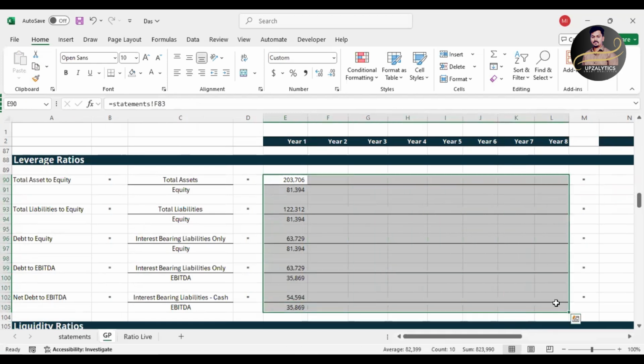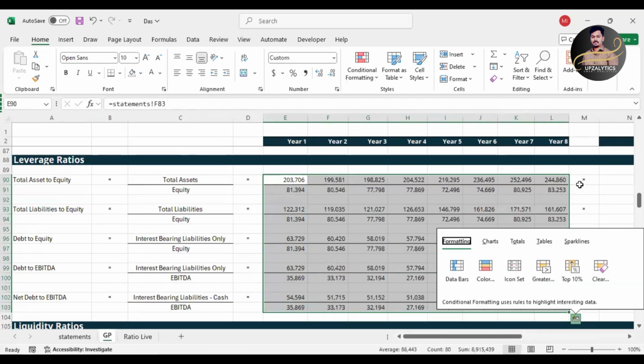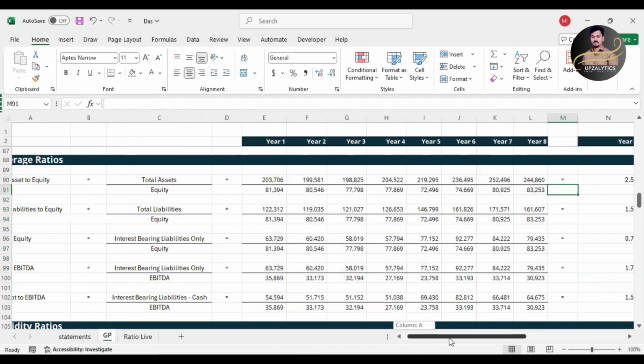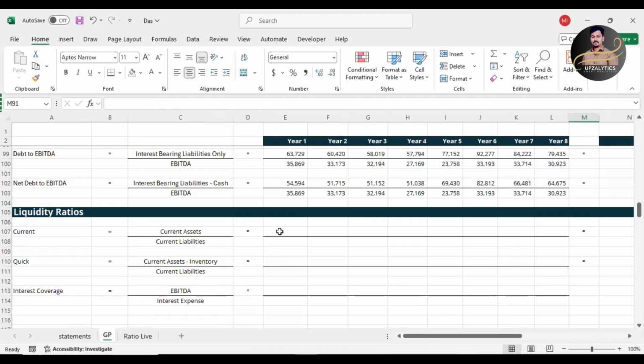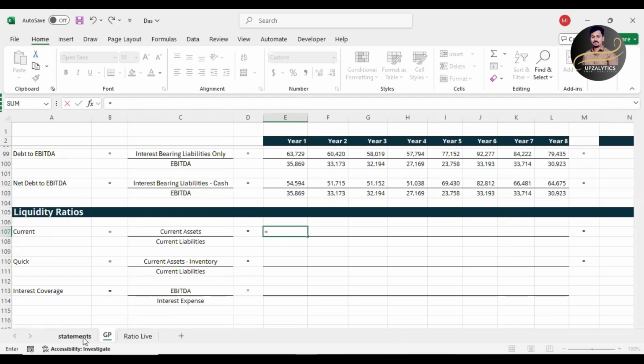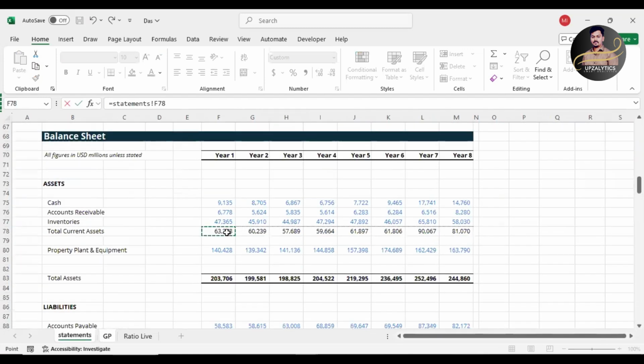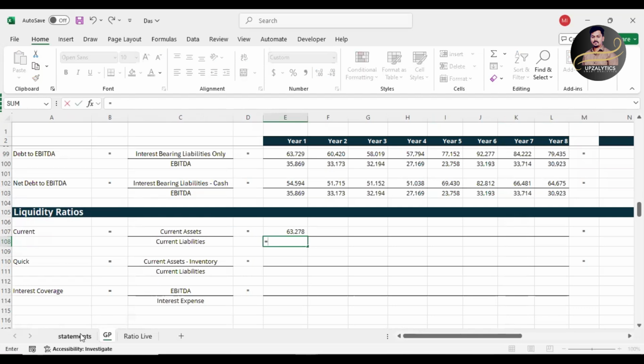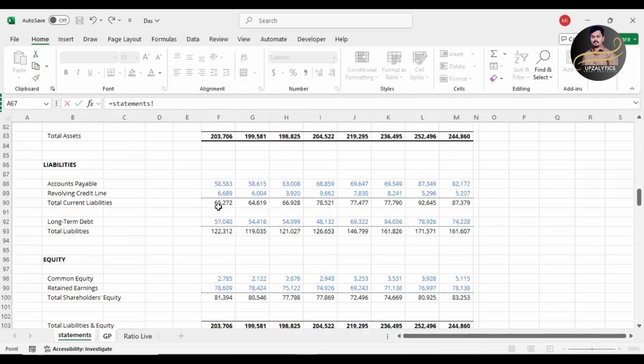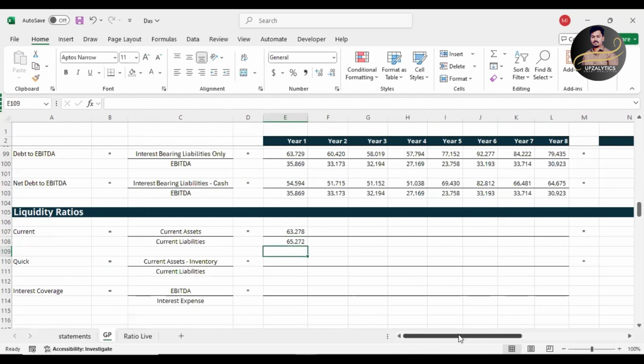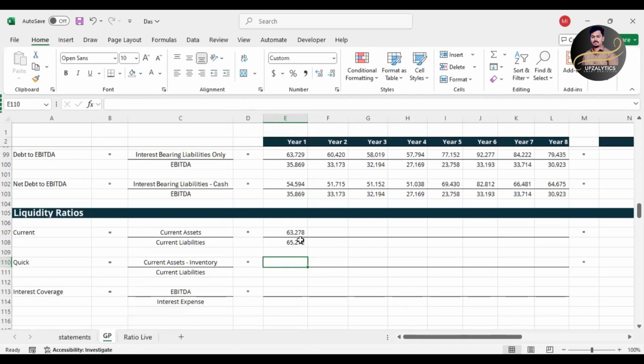Now select all, Ctrl R. Now we have calculated all the ratios for 5 years. This is good, and now let's move forward to our liquidity ratios. Liquidity ratios are very important when it comes to the day-to-day activities of a specific company. The first liquidity ratio is the current ratio. We take the current assets from the balance sheet, and also the current liabilities. It's relatively 0.9.